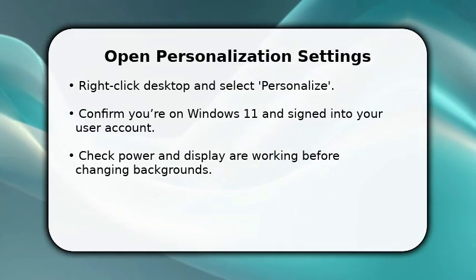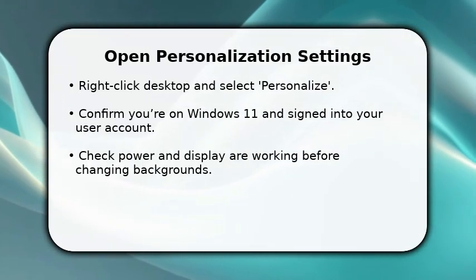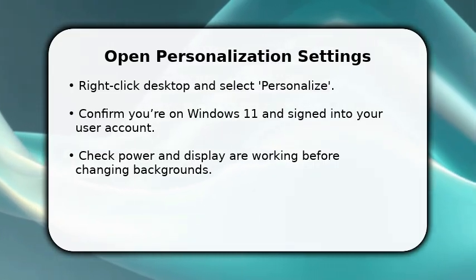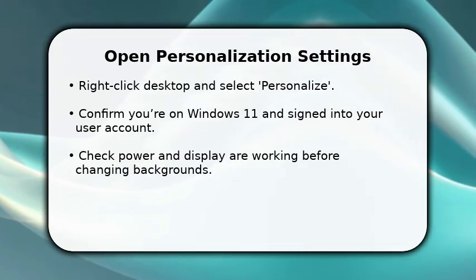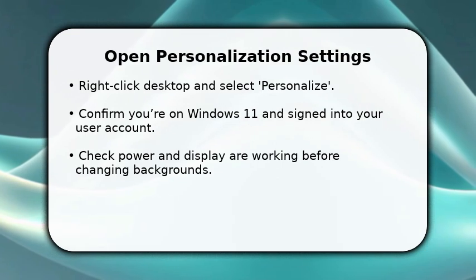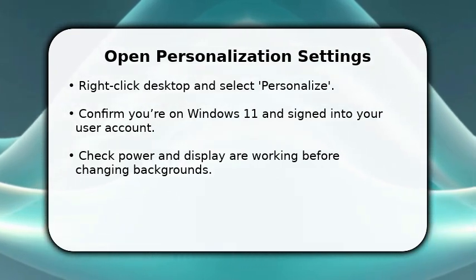You'll see Background, Colors, and Themes. Select Background to proceed. Why here? Because Windows centralizes visual options for consistency across lock screen and desktop. Don't worry about file formats yet. Windows supports JPG, PNG, and BMP, so you can immediately pick an image or browse for one.